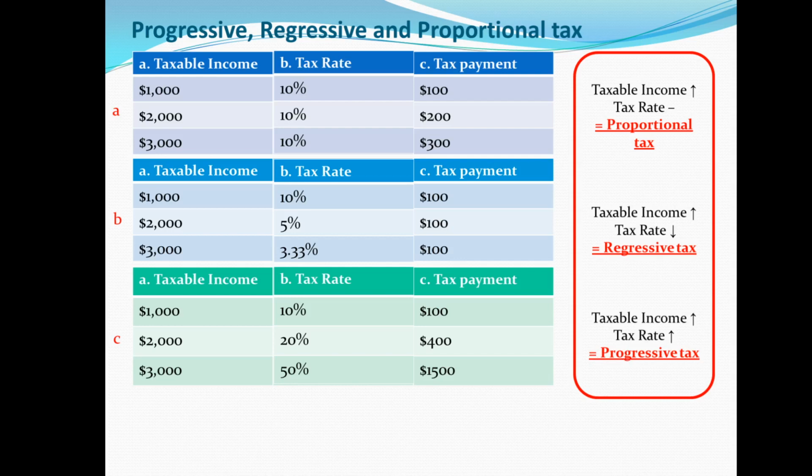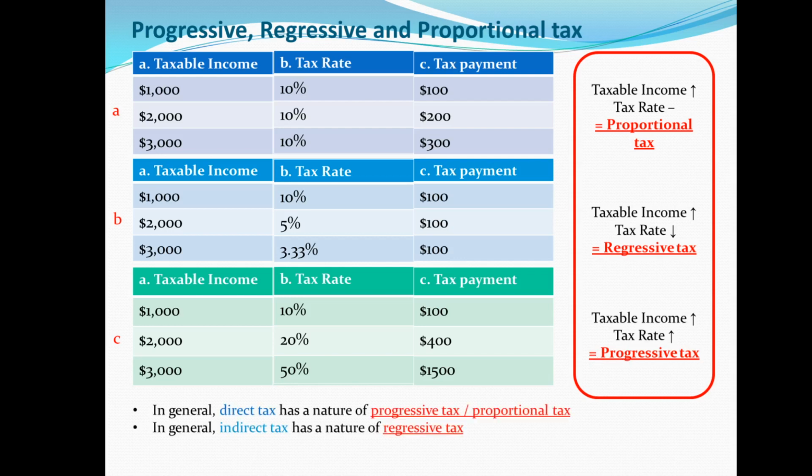In general, once again, direct tax, usually they are progressive and proportional, and indirect tax, regressive. And you all know why. Here, very quickly, question. When taxable income increases, tax payment increases. What is it?